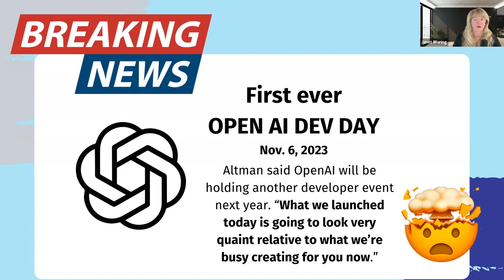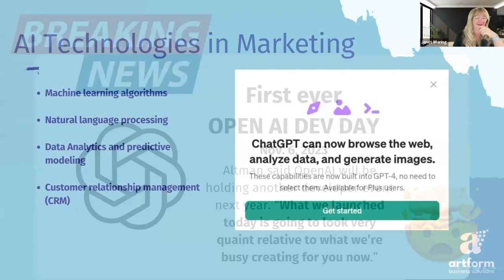Some other notable highlights from this Dev Day: OpenAI's Copyright Shield, so they're defending customers from legal action. They announced GPT-4 Turbo, which is supposed to be faster and cheaper. And they noted ChatGPT is continuing to be the fastest growing service ever. So that's breaking news from what's going on in ChatGPT.